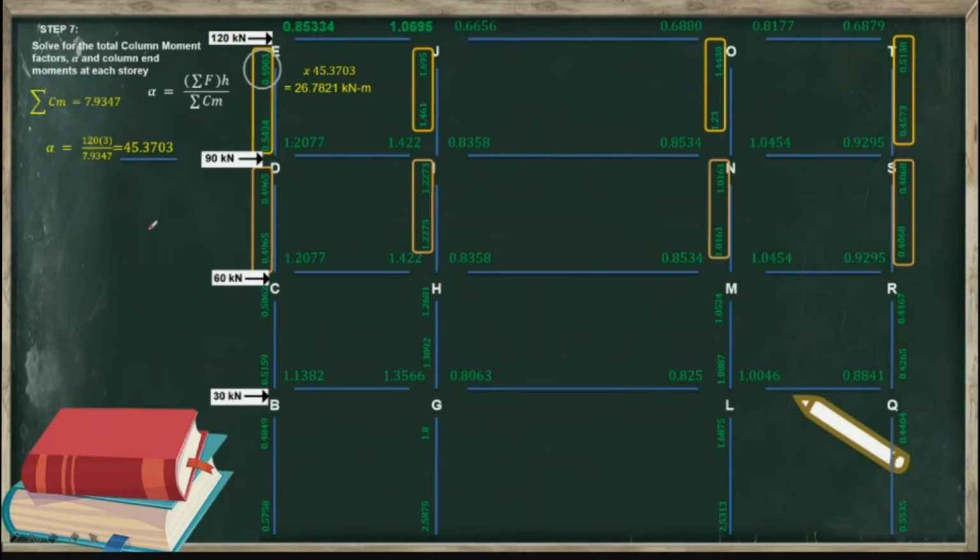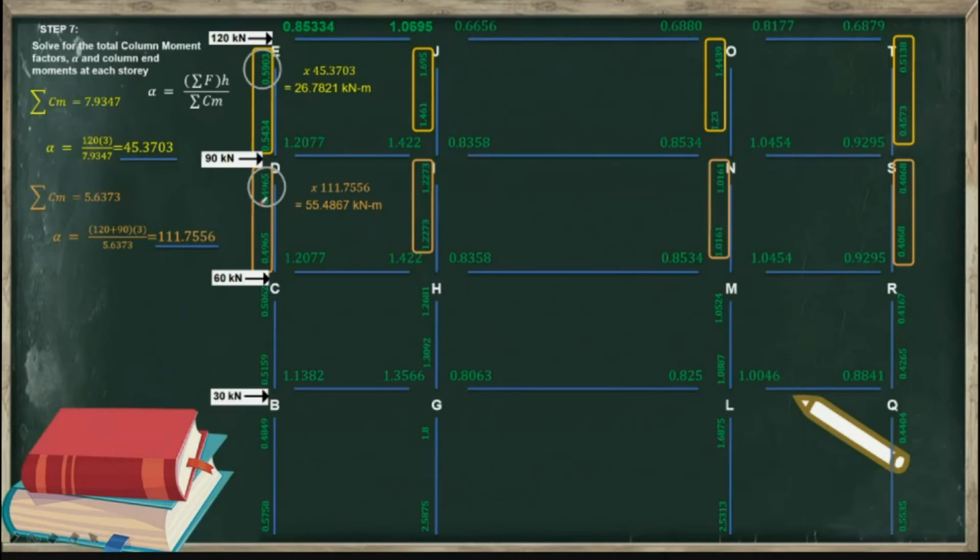So, again, summation of all the column moment factors. So, 5.6373. And then, proceed tayo kay alpha. So, dito ang lateral forces na nag-a-act is 120 plus 90. And yung height natin for the 3rd floor, 3 meters pa rin ang column natin. Divided by the summation of column moment factors, we will get the value of alpha, 111.7556.